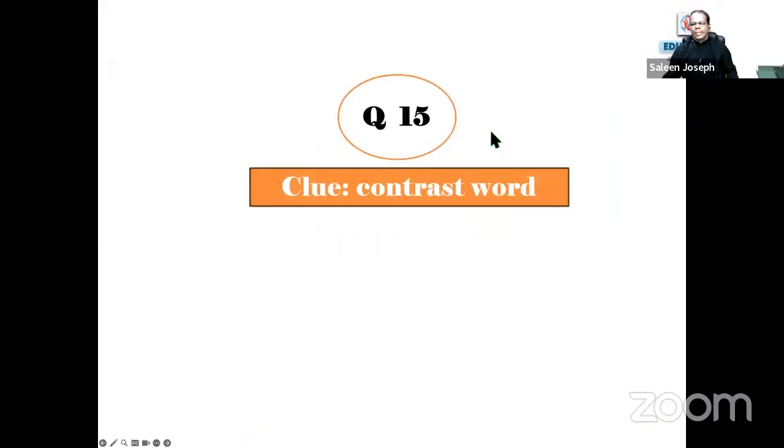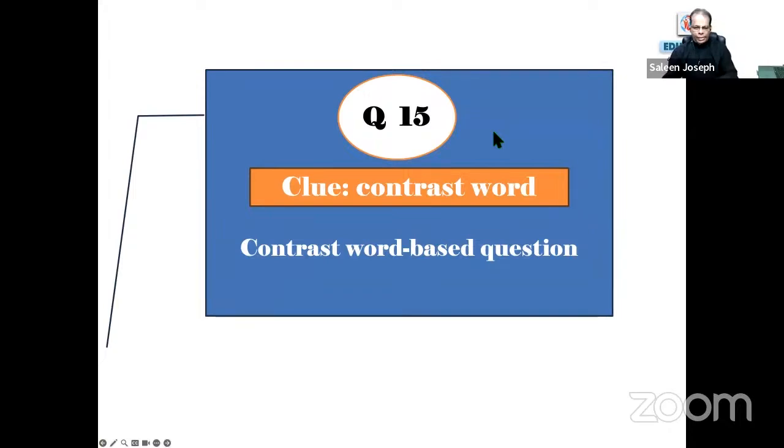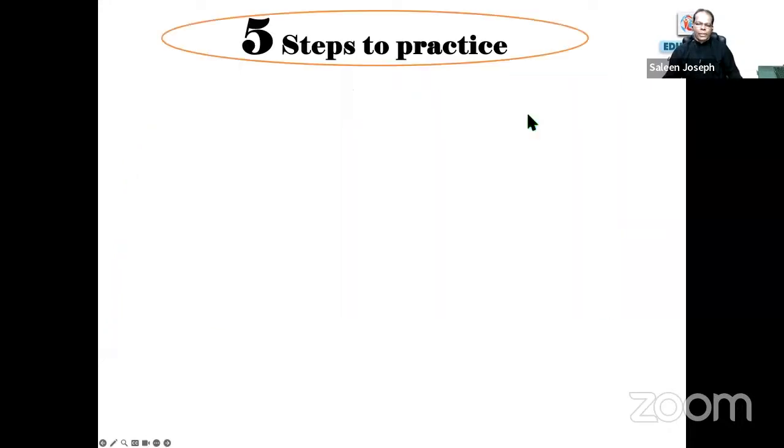Okay, question number 15. The clue is a contrast word. We tag it as a contrast word based question, which means the answer will be after the contrast word. In the paragraph, as you just saw, if you find a contrast word, you will have the answer after the contrast word. There are 5 steps to practice.